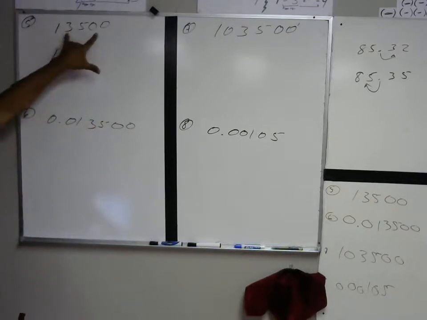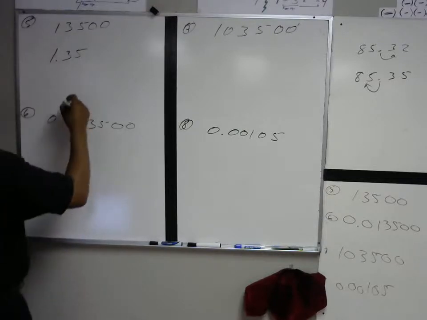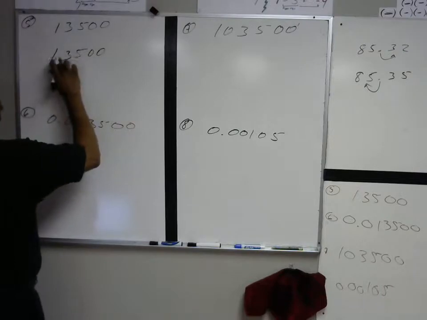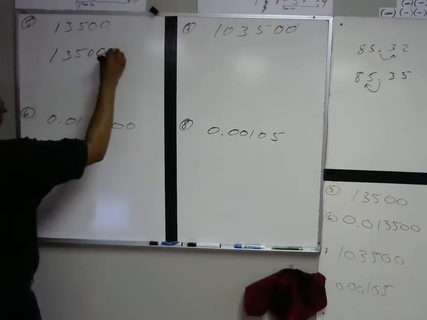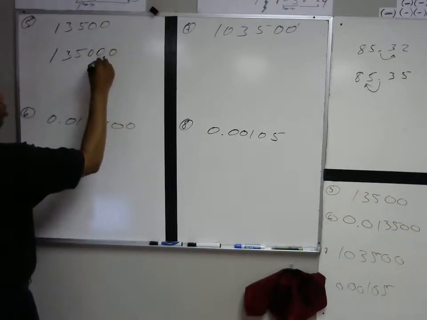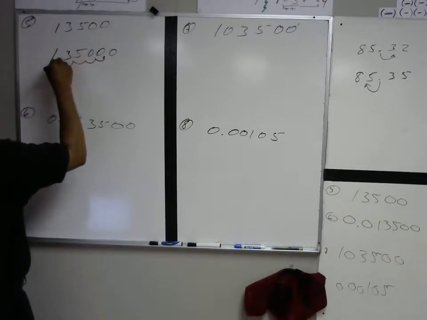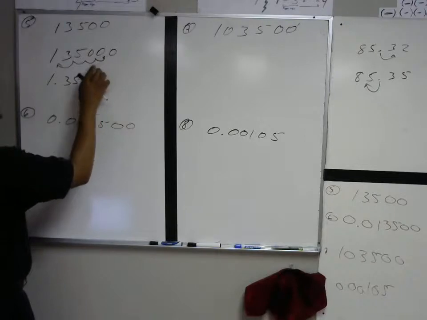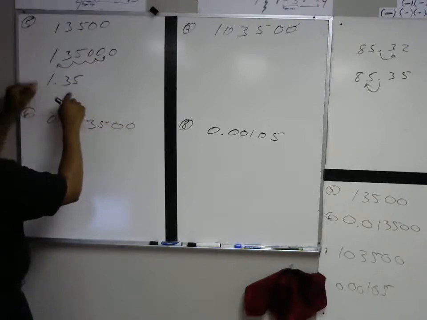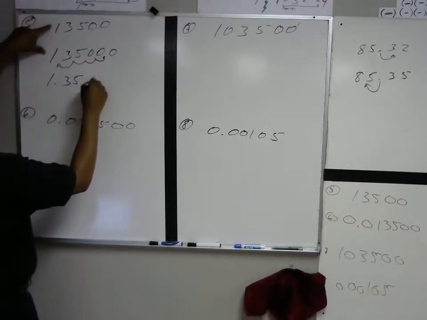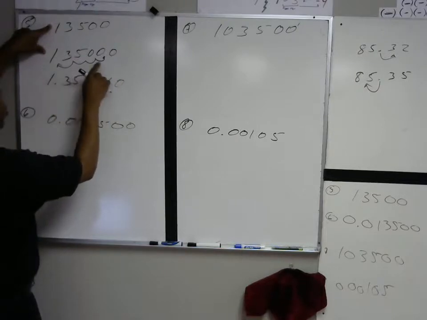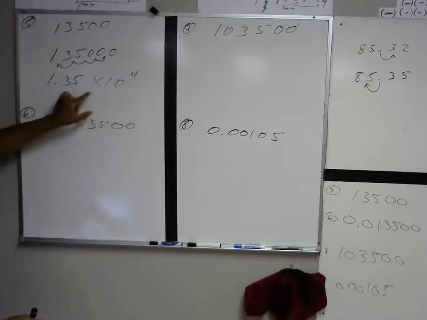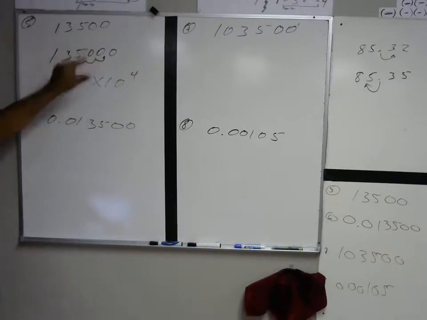Since the original is a large number, let's take this number here. There's an invisible decimal there. So 1, 2, 3, 4 moves, and now it's 1.35. We don't need those zeros behind the decimal. But since this is representing a large number, we put a 1, 2, 3, 4, positive 4 here. Again, positive 4 means that this is a large number originally.